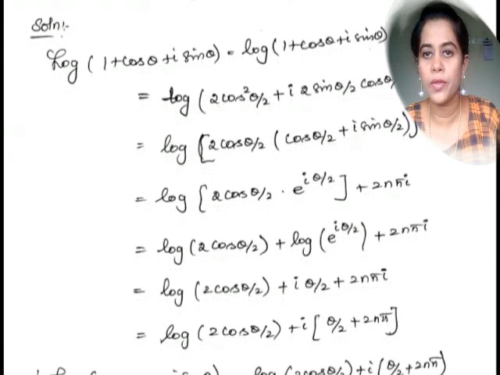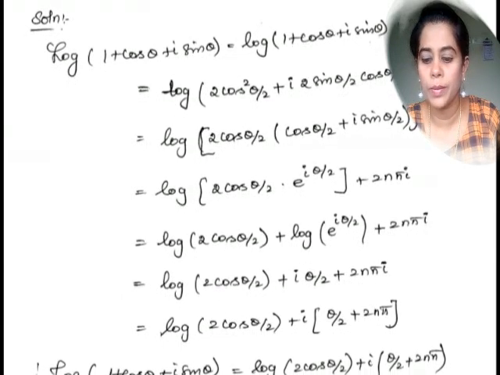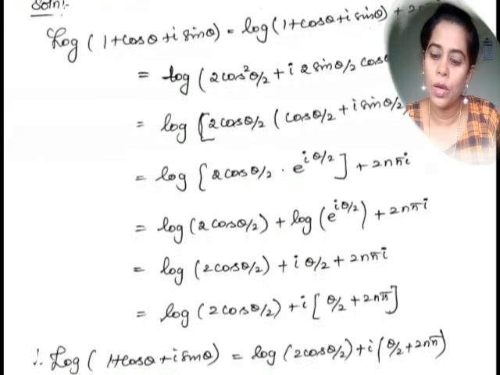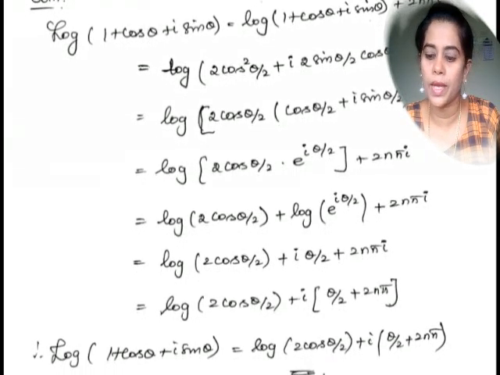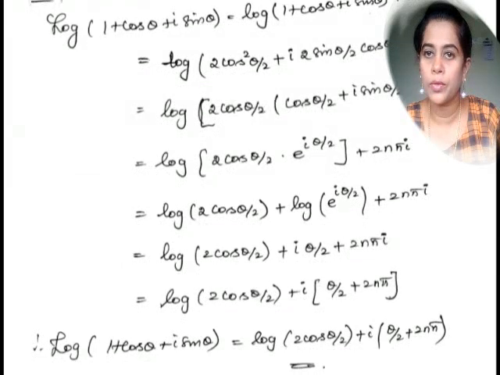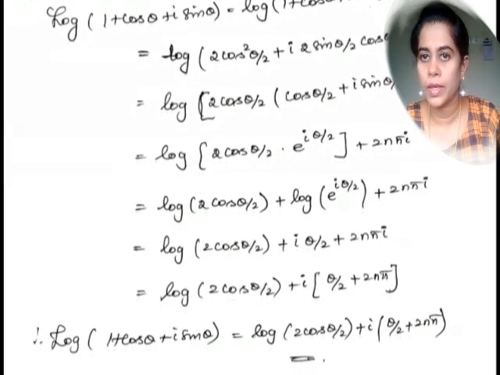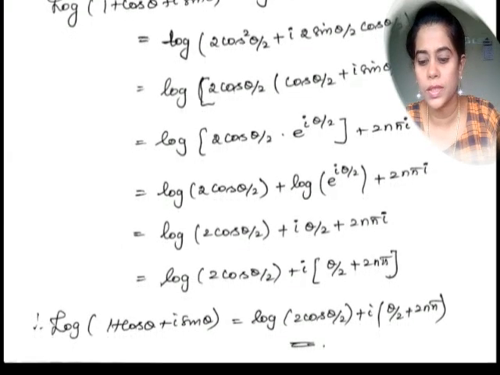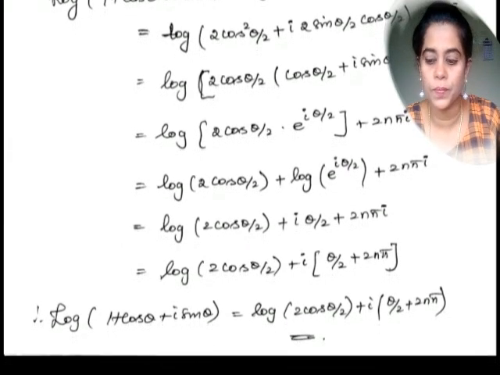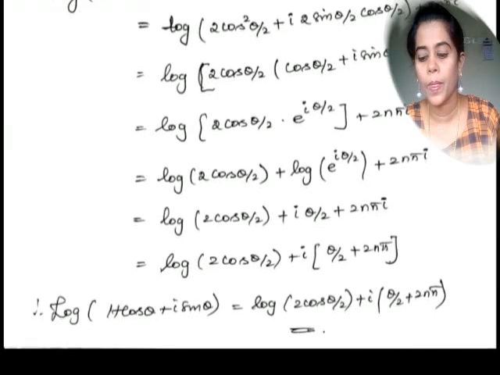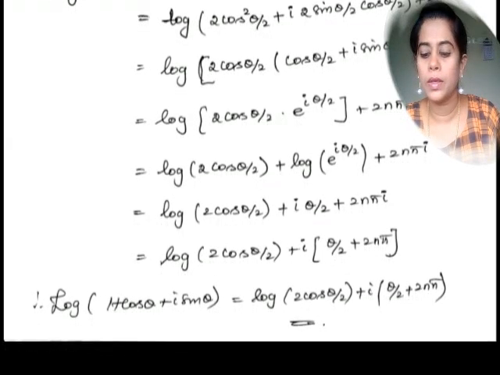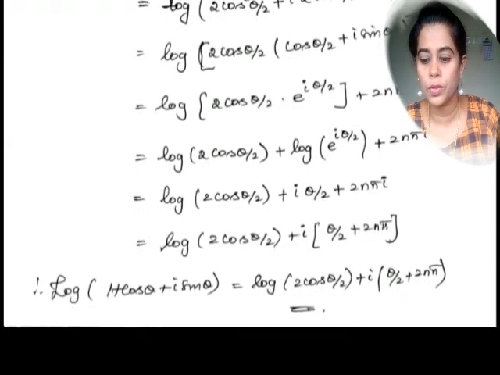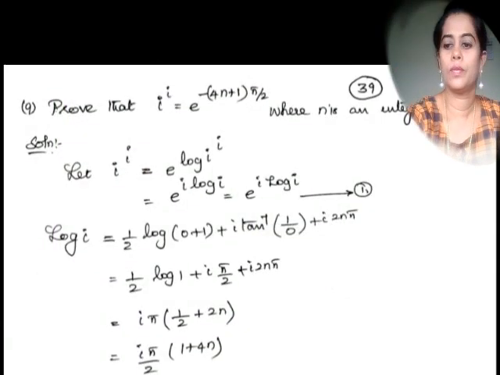And this will again be of the form log of a into b. Log of ab will be written as log a plus log b. It is log of 2 cos θ/2 plus log of e power iθ/2 plus 2nπi. The log and e will cancel, so we get log of 2 cos θ/2 plus iθ/2 plus 2nπi. Taking i common, the result is log of 2 cos θ/2 plus i times (θ/2 + 2nπ). Hence we proved the result.